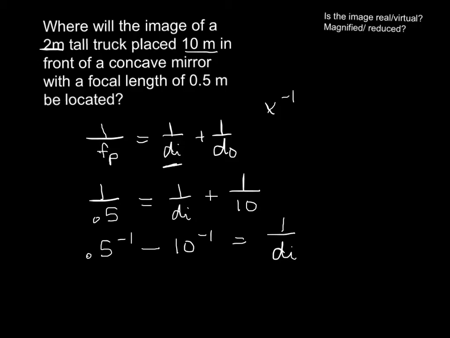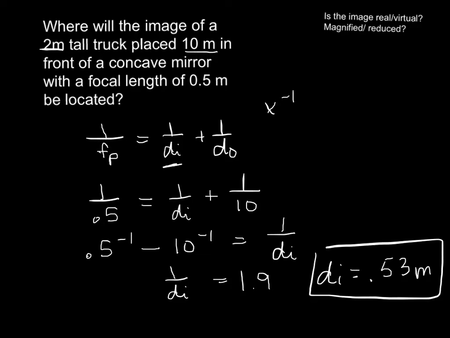So we end up with 1 over di equals 1.9. So we need di, so we have to flip that over. And so when we flip that over, that is going to give us di equals 0.53 meters. Okay, so this is where we'll find our image.